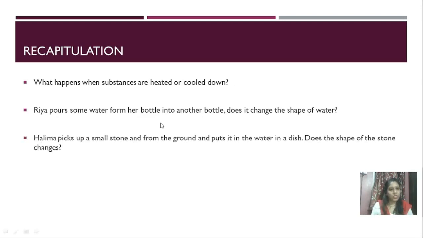Now, the third question is Halima picks up a small stone from the ground and puts it in the water in a dish. Does the shape of the stone change? No, the shape of the stone will not change because the stone is solid. Correct? The solid does not change its shape.